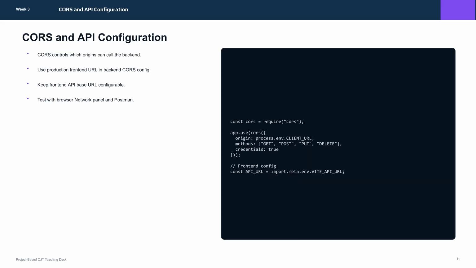CORS controls which origins can call the backend. You must configure the backend CORS setting to use the production front-end URL. Keep the front-end API base URL configurable, often using an environment variable. Test your configuration thoroughly using the browser's network panel and Postman.